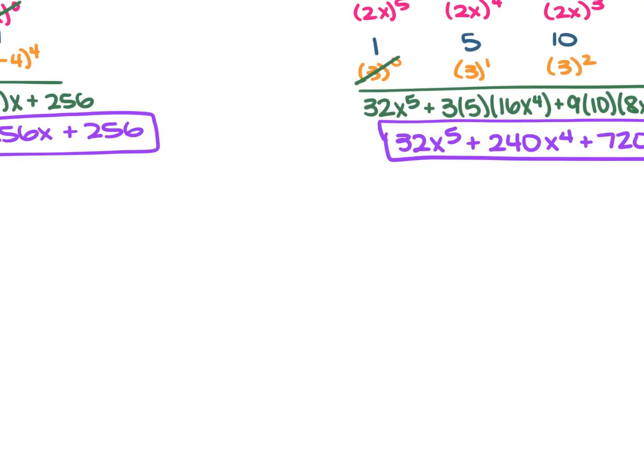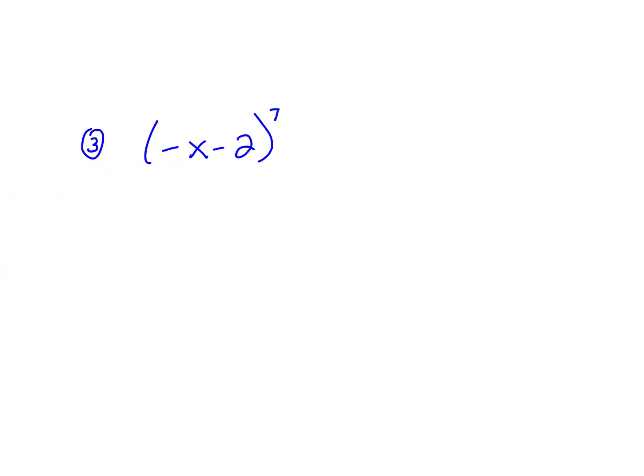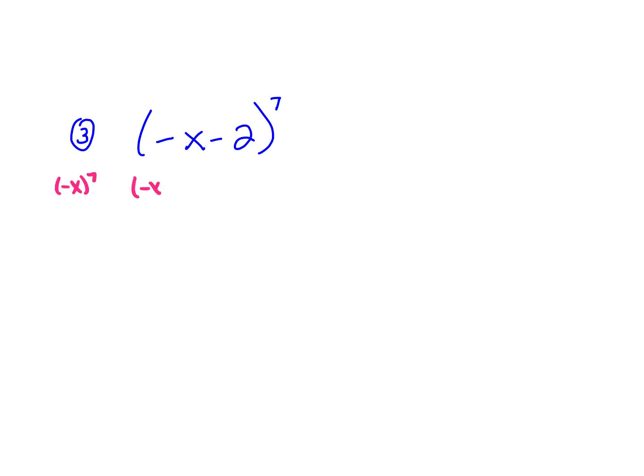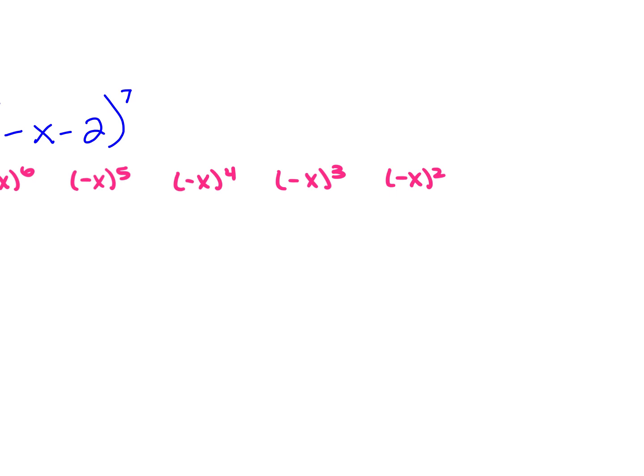For number 3, you have negative x minus 2 to the 7th power. So this one, we're going to start with the negative x, raise it to the 7th power, then to the 6th, the 5th, 4th, 3rd, 2nd, 1st, and the power of 0.